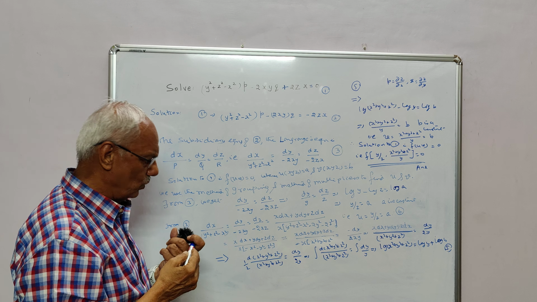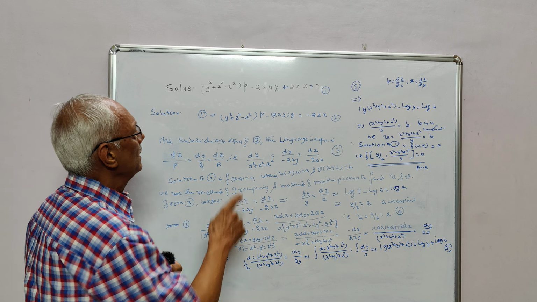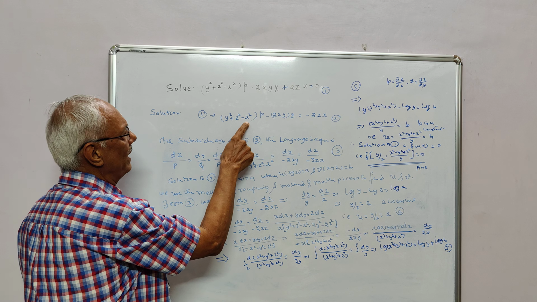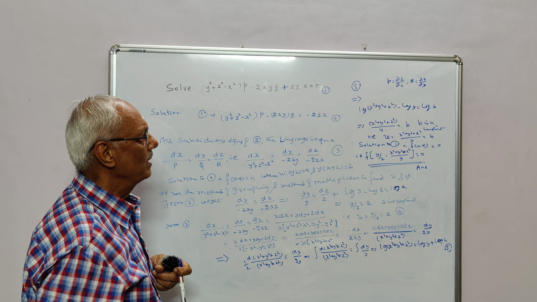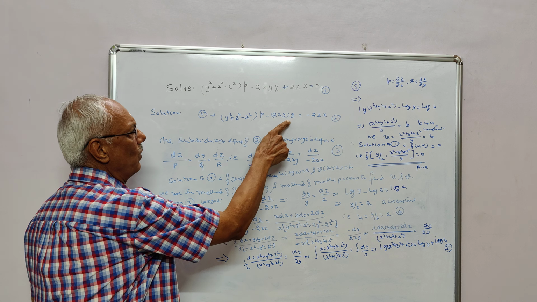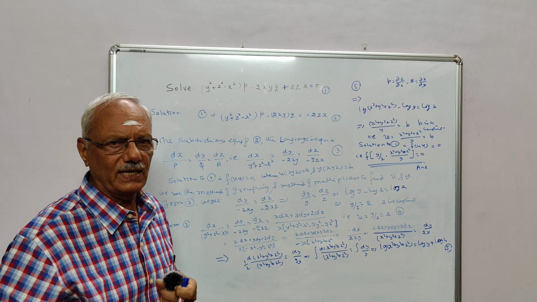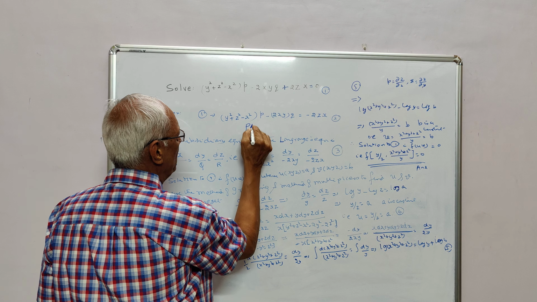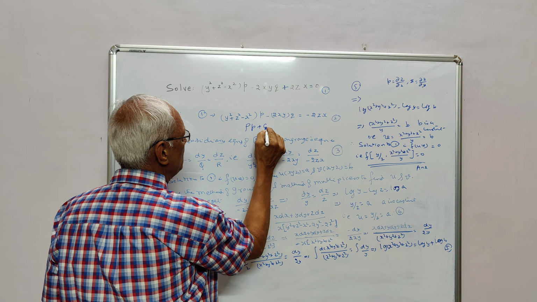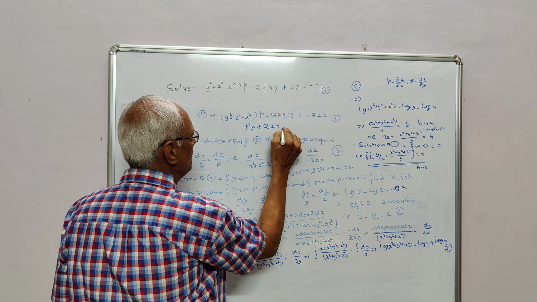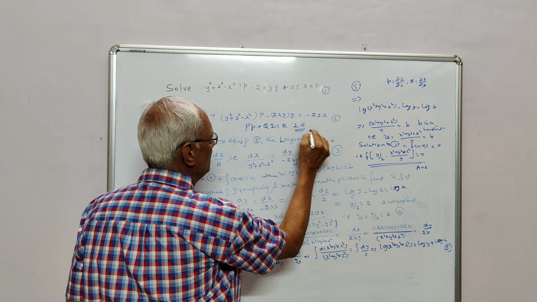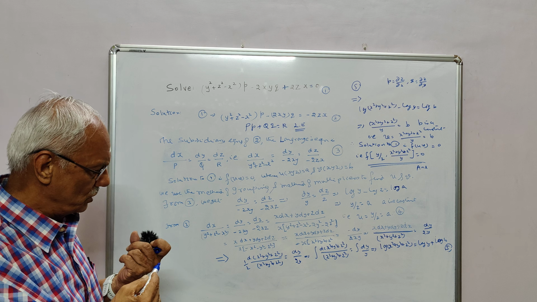Now given this, how to solve the equation? I rewrite this equation as y squared plus z squared minus x squared of P minus 2xy of Q is equal to minus 2zx, and this takes the form PP plus QQ is equal to R. This is Lagrange's equation.